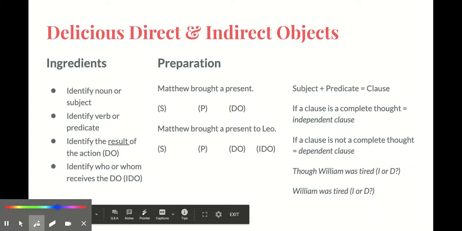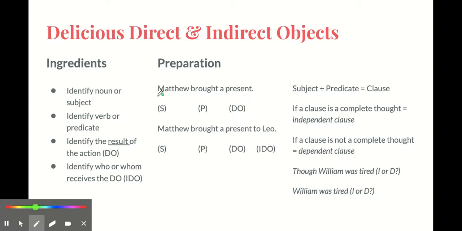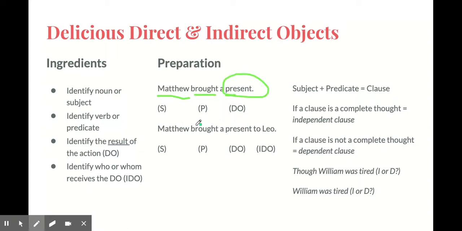So, Matthew is the subject. Brought is the action or the predicate. What's the result of this action? Matthew brought a present is the direct object. In this case, you've got the same sentence, but it's identifying Leo, who's receiving the present. So Leo is the indirect object.